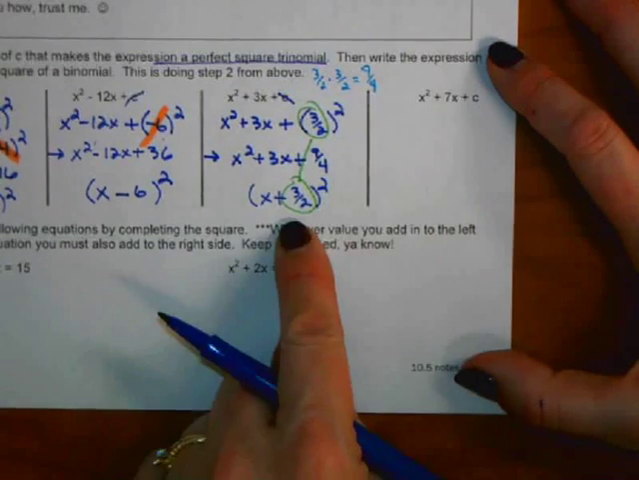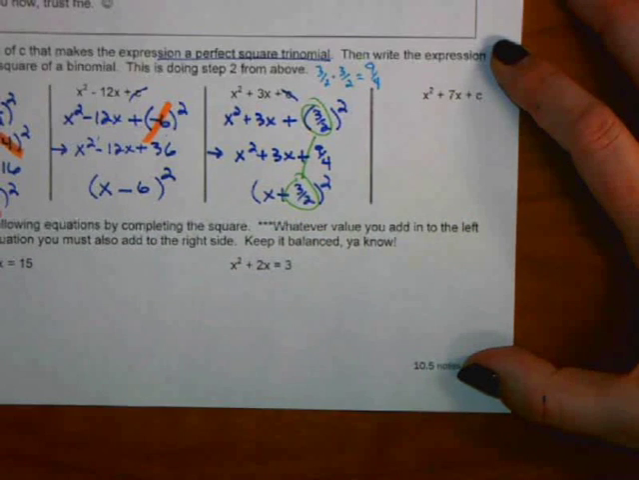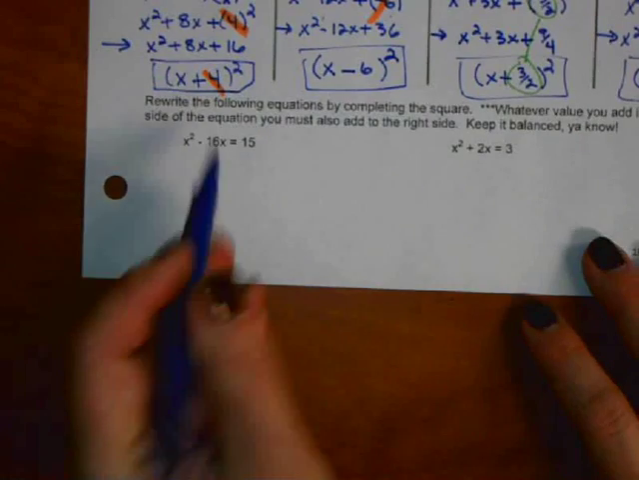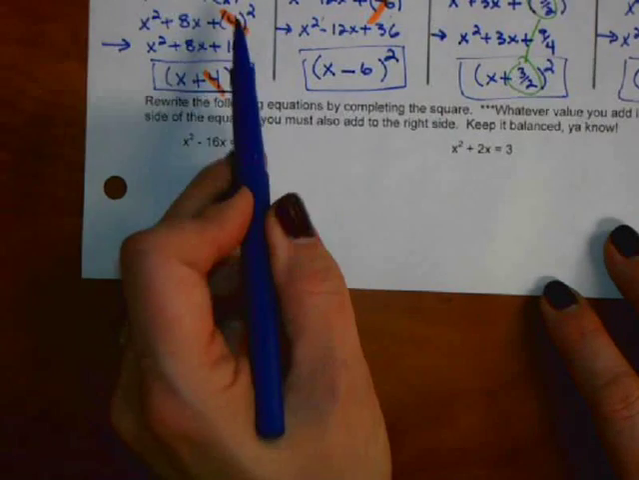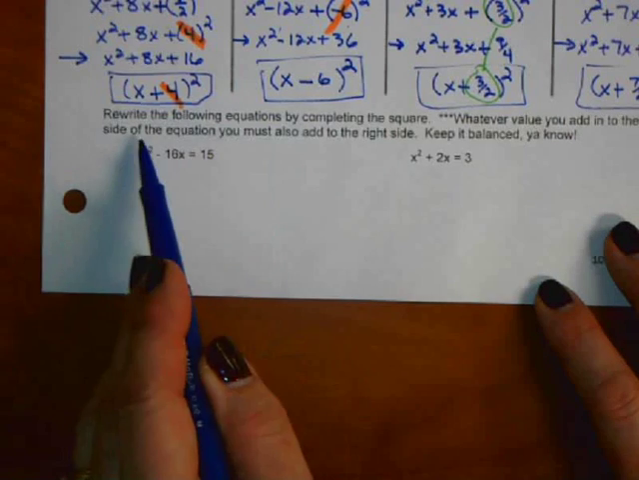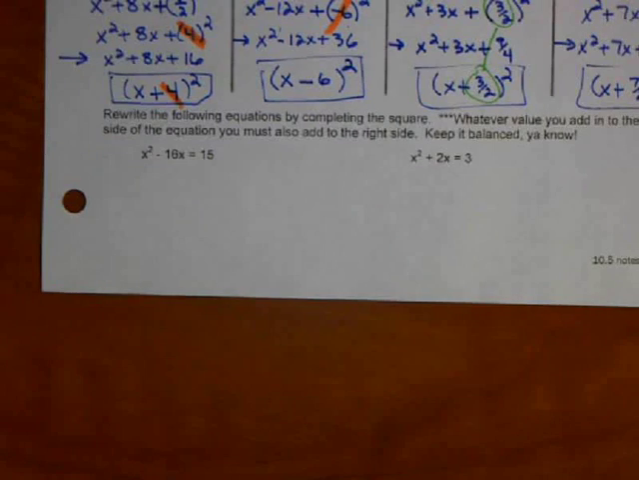All right, you try this one, just like I did this one. Same way. Leave it as a fraction. Do the same process. Rewrite the following equations by completing the square, which is what we did up here. Remember, whatever value you add to the left side of the equation, you must also add to the right side. You have to keep an equation balanced. It's like when you're solving an equation. If you subtract 4 from the left side, you have to do it from the other side, correct? If you add 2, you have to add 2.